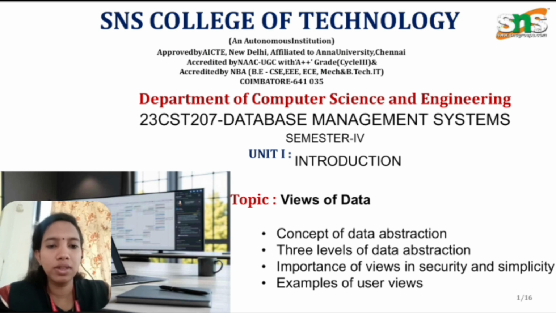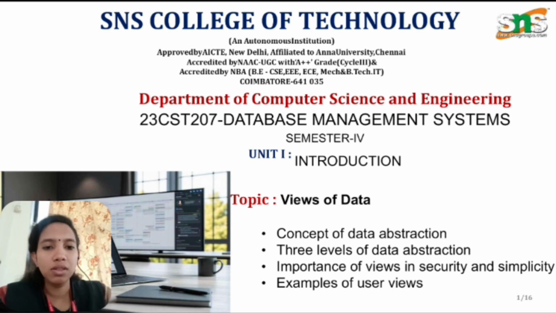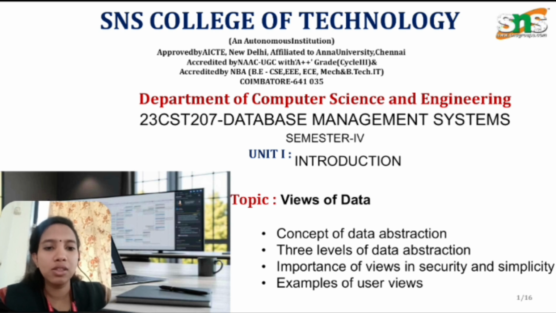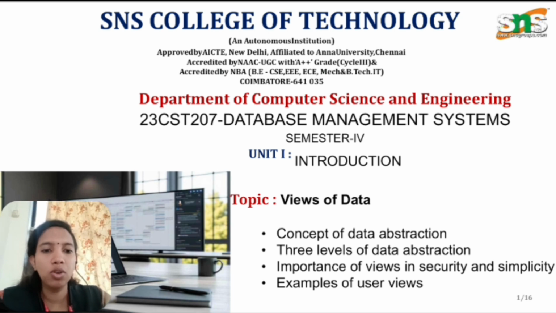Last class we discussed some basics of the database management system. Today we are discussing the views of data, or the three schema architecture. The topics we are discussing today are the concept of data abstraction, three levels of data abstraction, then importance of views in security and simplicity, and examples of user views.